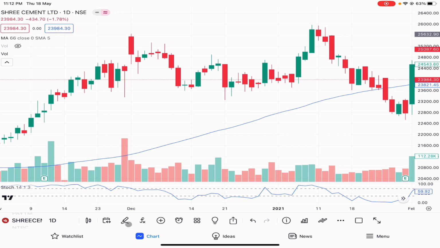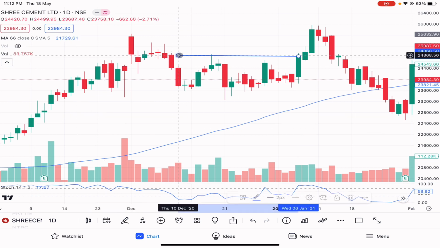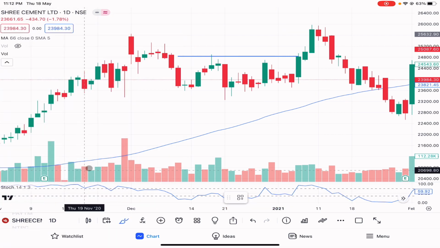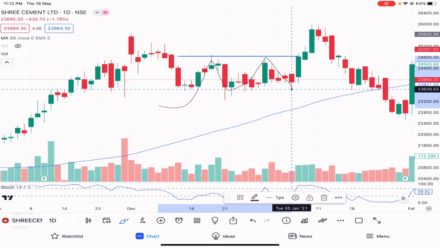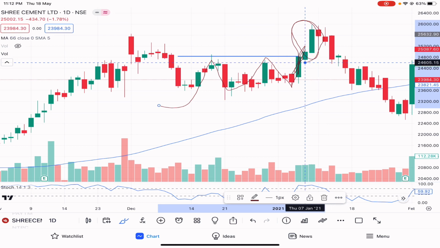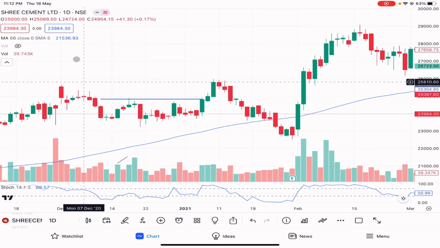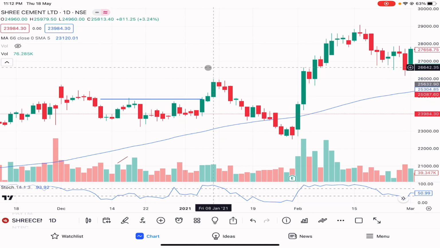So if you look at this zone over here, the price went up, resisted, came down, went up, resisted, came down. But here it went up, it sustained, made a big green candle over here. But what happened next? The price fell down, the price dumped over here. So this is a case of a fake breakout.